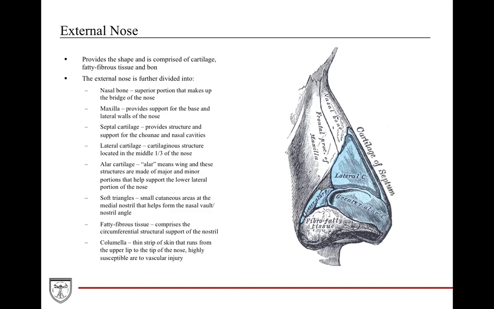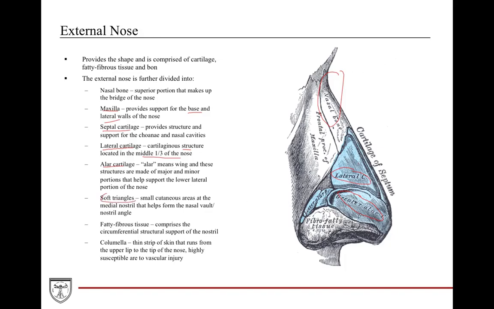So in terms of the different components of the nose, we're going to run through those. Your nasal bone is the superior portion of the nose and makes up the bridge of the nose, so right around here. You have your maxilla. This provides support for the base and lateral walls of the nose. You also have your septal cartilage, which is not visualized in this image, but it's the internal portion of the nose. It's the medial wall in both nasal cavities. Your lateral cartilage is a cartilaginous structure located in the middle 1/3 of the nose. You also have your alar cartilage, and alar also means wing, so you have your greater alar right there, that's your alar wing, and you have a lesser alar as well. And this helps support the lower lateral portion of the nose.